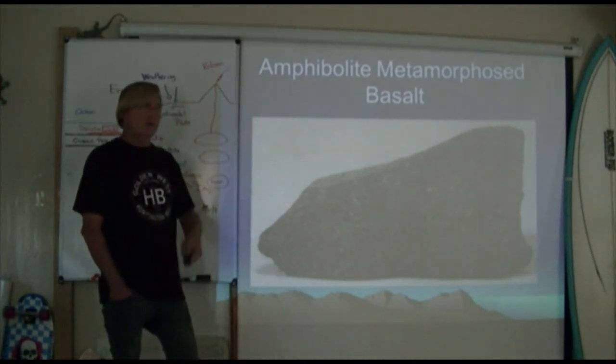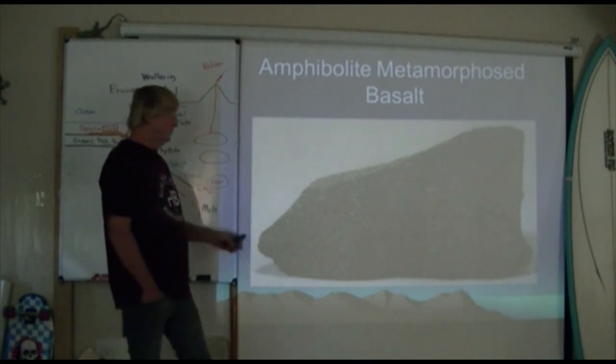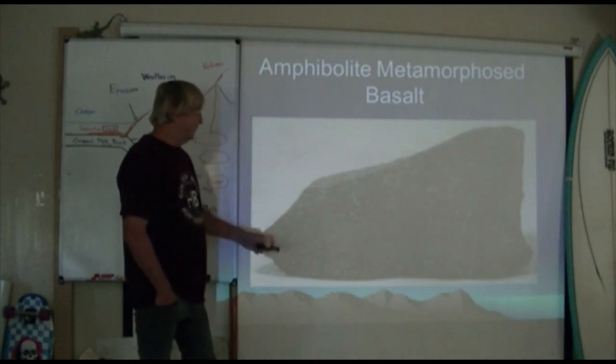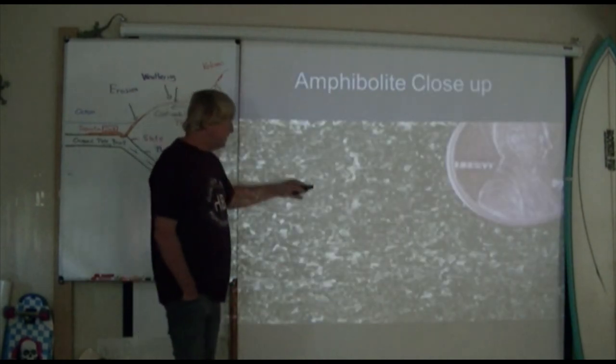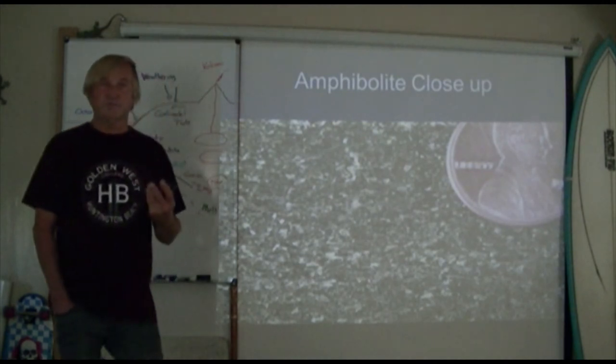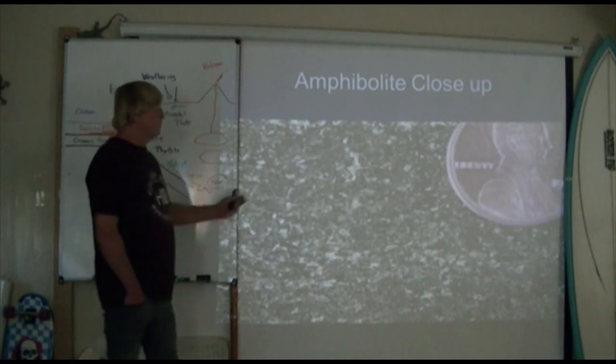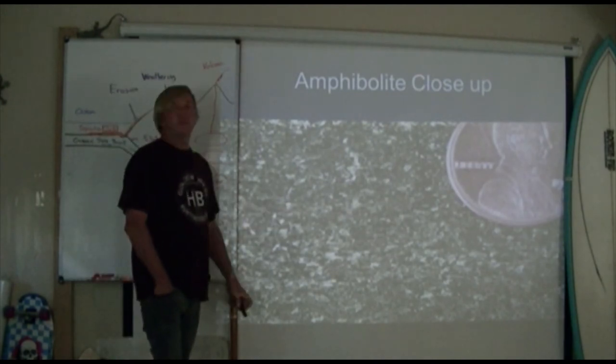You have to look at the PowerPoint. The slide actually shows a little bit of a texture. This next shot shows a close-up of that rock. These are actually individual amphibole minerals that have grown during metamorphosis. So basalt, which is an igneous rock, will actually metamorphose into a rock we call amphibolite.